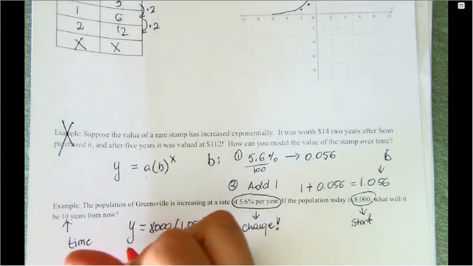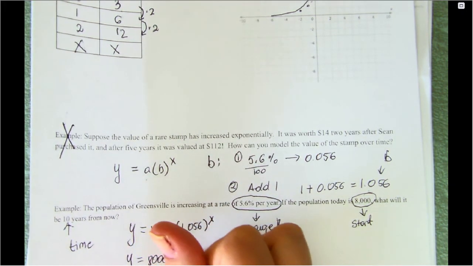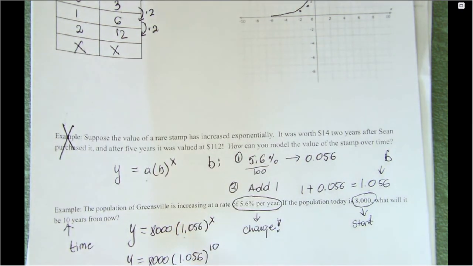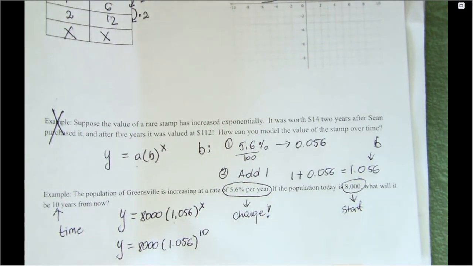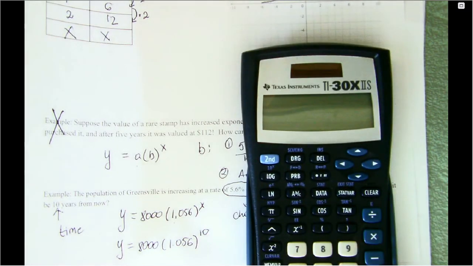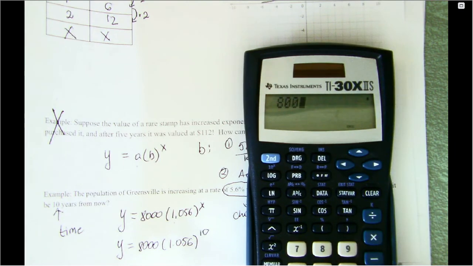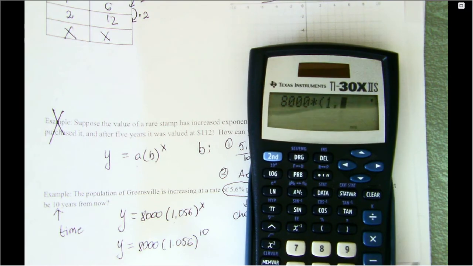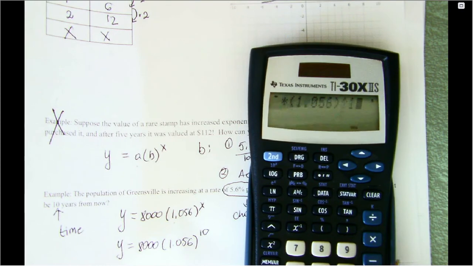So now what's the question? Well, the question is really how many people we're going to have after 10 years. And we know that time is 10 and x is representing time. So I'm putting it into my formula. And I'm using my calculator. And I'm going to use 8,000 times 1.056 to the power of 10. And when I press enter, it will give me the answer.